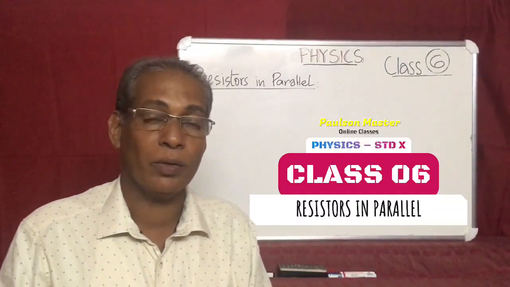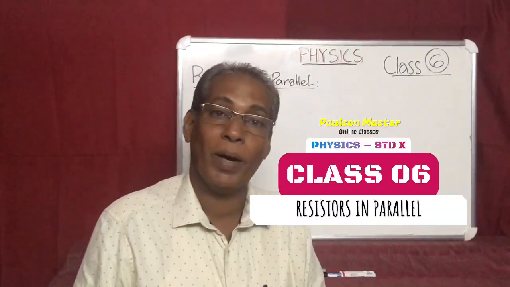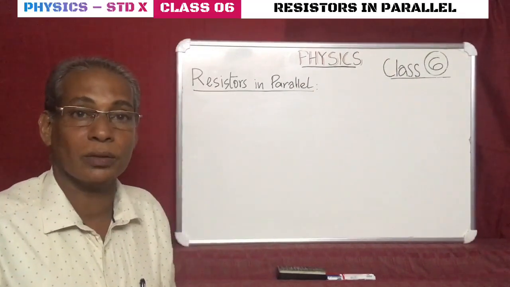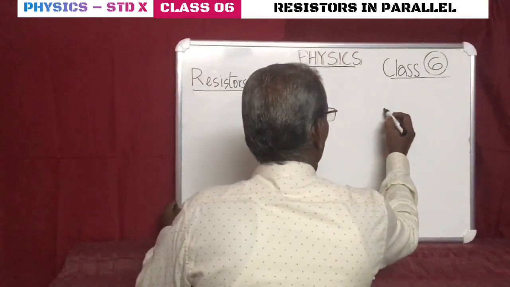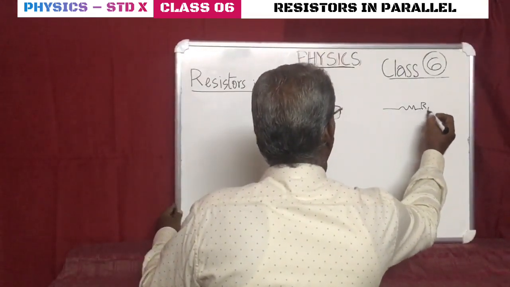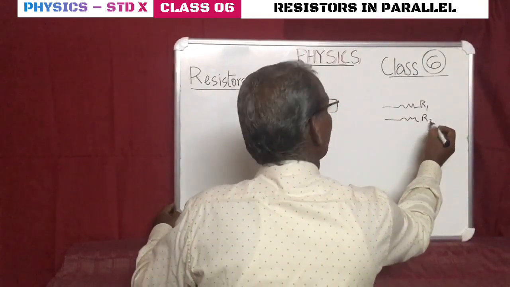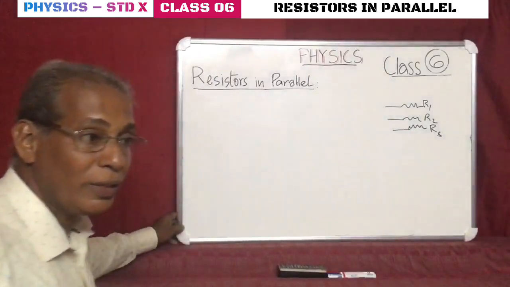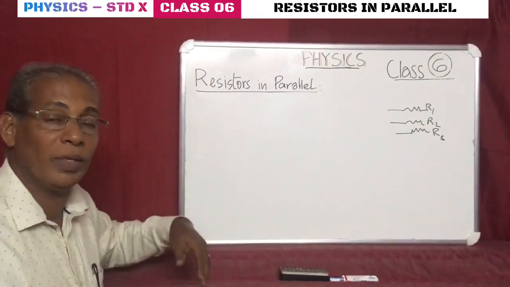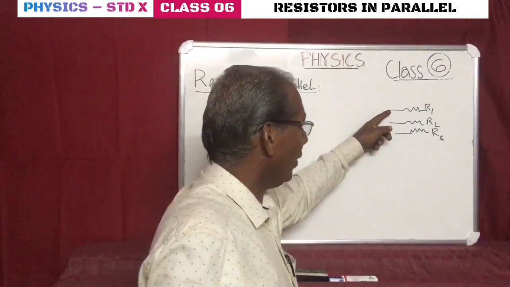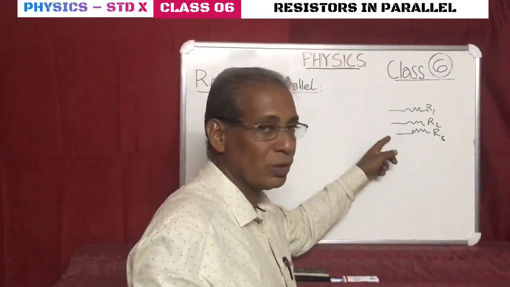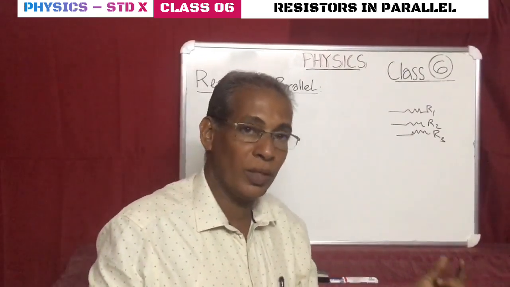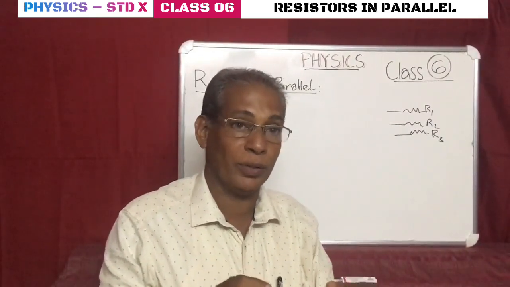In this video, we are dealing with resistors in parallel. We have three resistors R1, R2 and R3. These three resistors are connected in such a way that one end of these three resistors are connected to one point and other ends of these resistors are connected to another point.